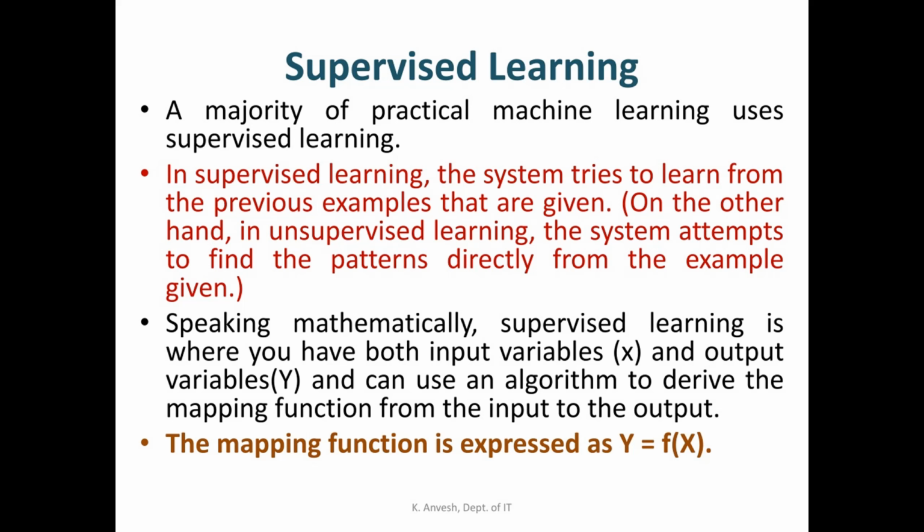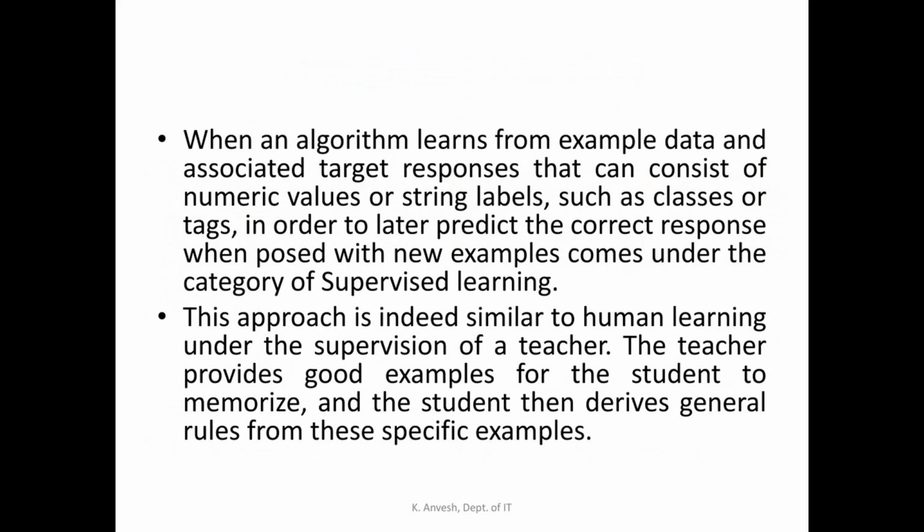Speaking mathematically, supervised learning is where you have both input variables, x, and output variables, y, and can use an algorithm to derive the mapping function from the input to the output. The mapping function is expressed as y equals f(x). When an algorithm learns from example data and associated target responses that can consist of numeric values or string labels, such as classes or tags, in order to later predict the correct response when posed with new examples, it comes under the category of supervised learning.